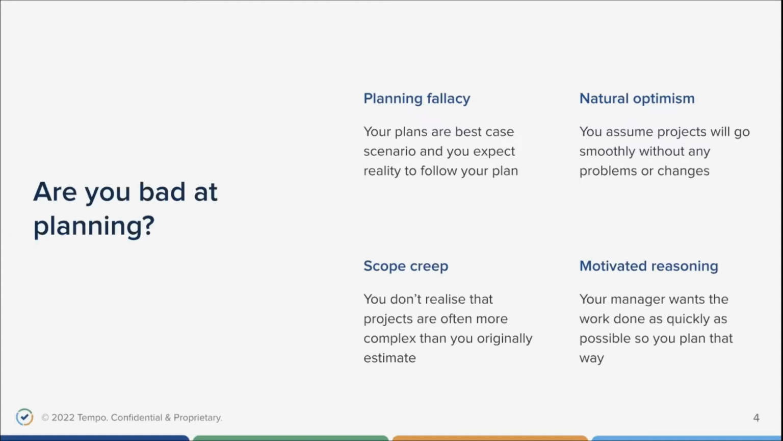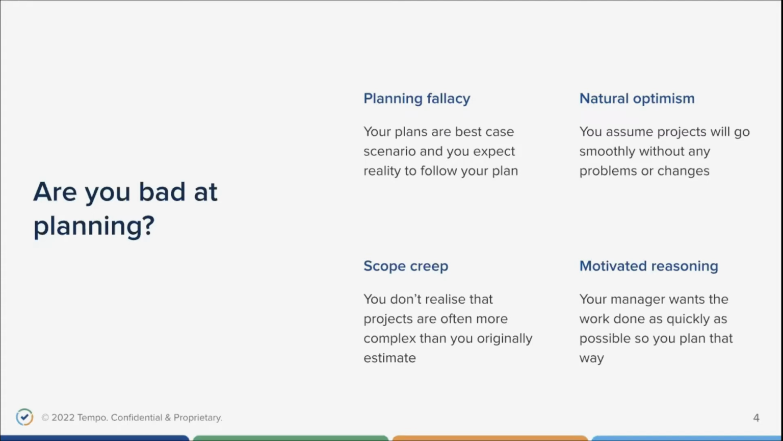One reason why reality doesn't always go according to plan is that we don't always realize the complexity of the project at hand, thus resulting in scope creep. We've all been there for sure. And lastly, we all have a tendency to want to please our manager. So we plan the project to take as long as we're expected to, instead of how long it will actually take. And this is called motivated reasoning.